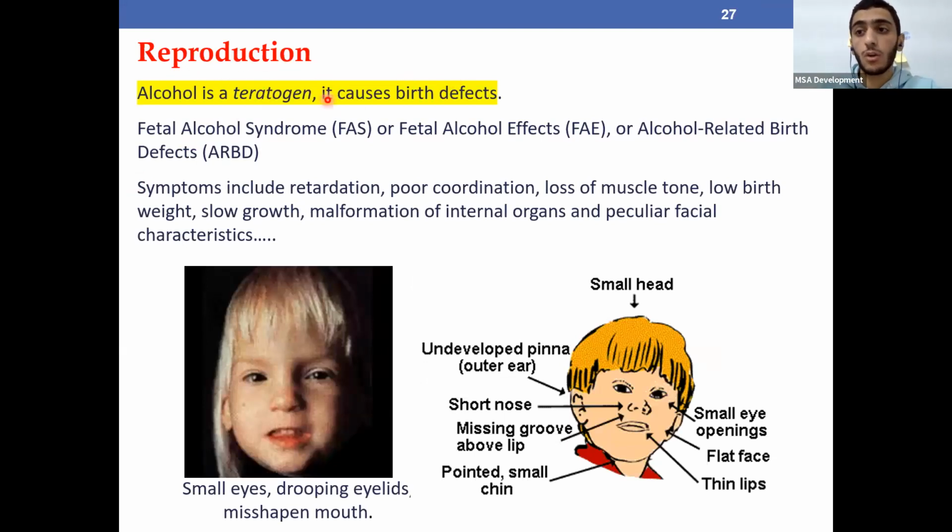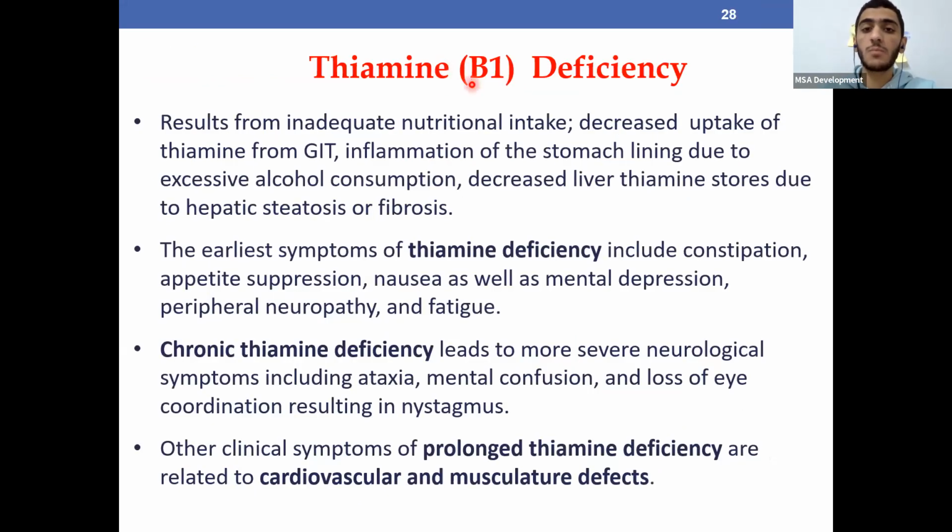Reproduction, alcohol. You don't want pregnant women to drink alcohol. Why is that? Because it's a teratogen, and a teratogen causes birth defects. So you don't want pregnant women to drink alcohol. And thiamine B1 deficiency. If a person is drinking alcohol, that would lead to thiamine deficiency. Why is that? These are some of the reasons. Just read them.